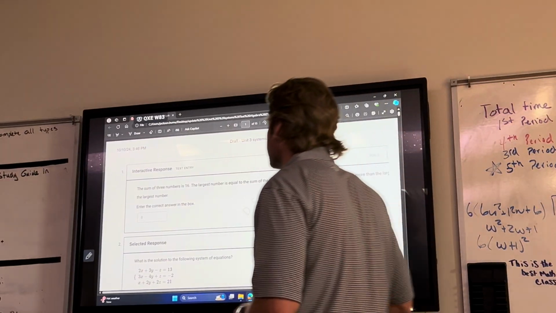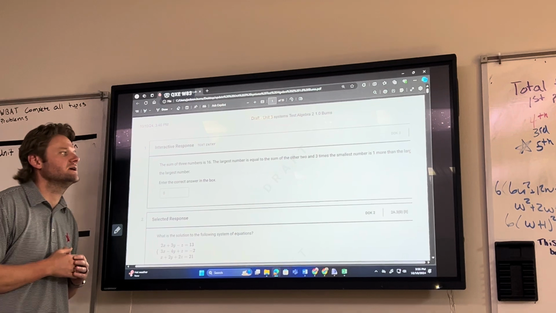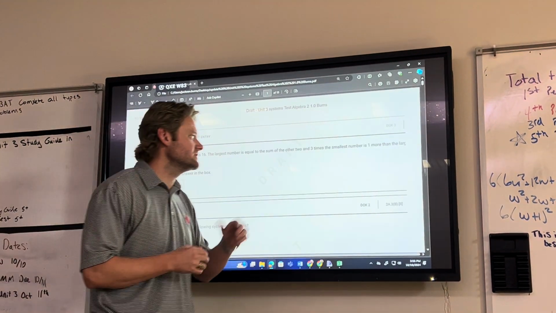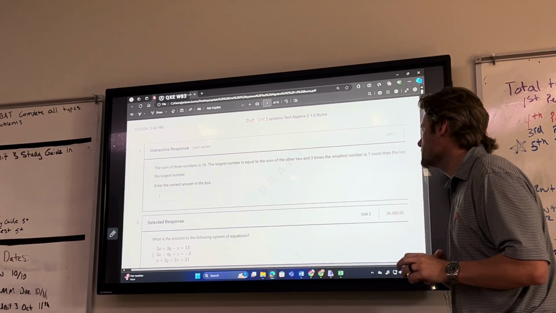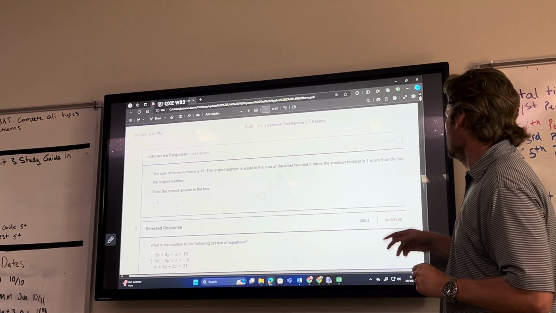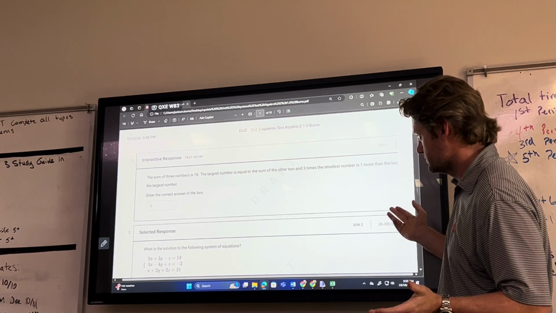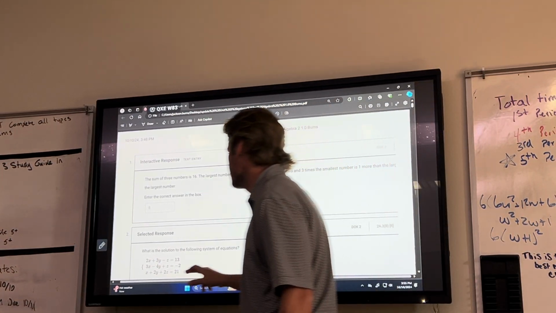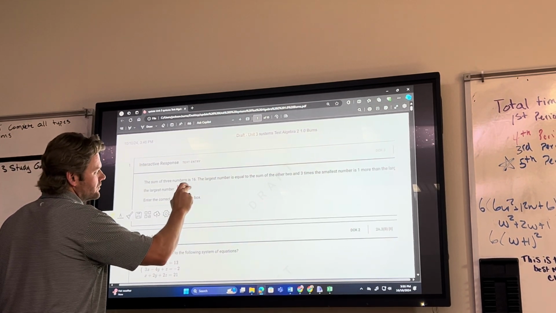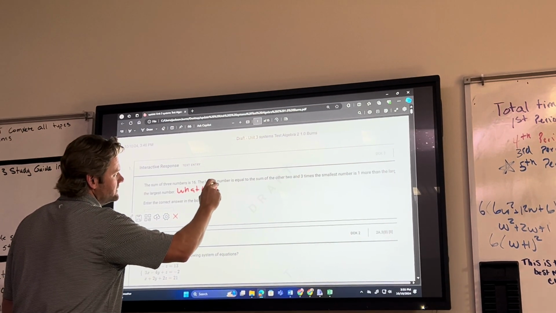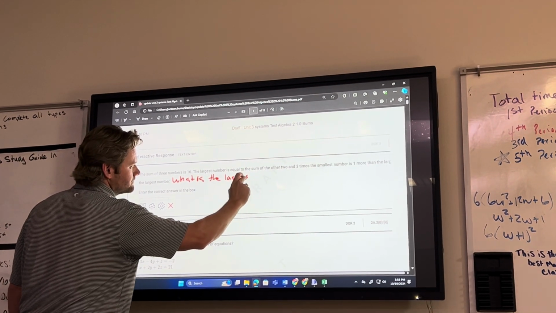The sum of three numbers is 16. The largest number is equal to the sum of the other two, and 3 times the smallest number is 1 more than the largest number. Is it supposed to say what is the largest number? All right, another typo I found. The question is going to be, what is the largest number?